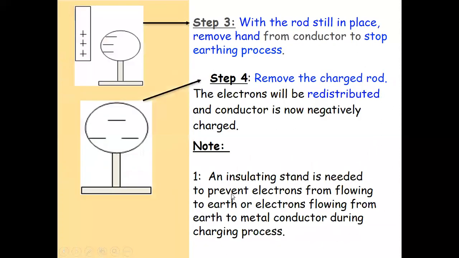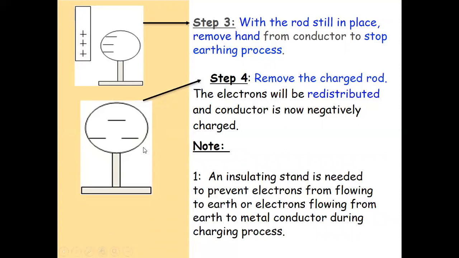Then all of the positive charges are neutralized and we are going to remove the hand, and this is called the earthing process. Now we are going to stop the earthing process. Again, in the next step we are going to remove the rod. Now this sphere only has negative charge, and when we remove the rod the sphere has an excess of negative charge and becomes a negatively charged sphere. So this is how by electrostatic induction we charge a single sphere.